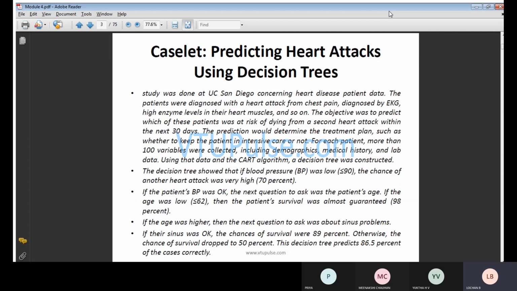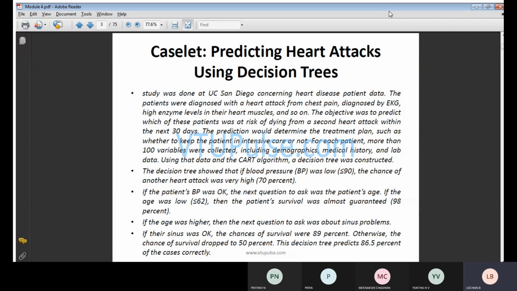We will be using decision trees for predicting heart attack. In this particular case, they make a survey. They take the details of patients, those who have had a heart attack once. They want to know when the next heart attack will occur, that is, within the next 30 days. For that, how the treatment should be given, how you are going to cure that particular patient. This is a case study they have given.